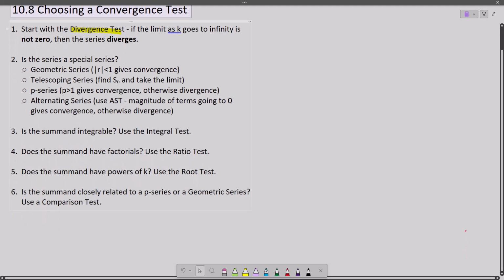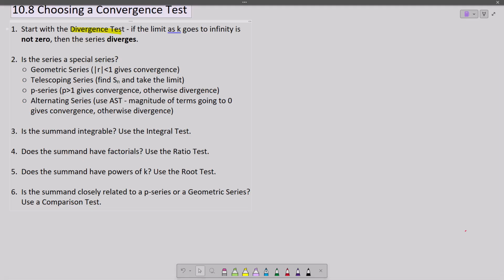And then we've got these special series. Geometric series. So those are these things that look like a r to the k. The exponent is where the k is living. That's exponential. That's called a geometric series. So geometric series, k is up there. If r is less than 1 in magnitude, we get convergence. Telescoping series, you have that subtraction thing, and you find s sub n and take the limit of it.